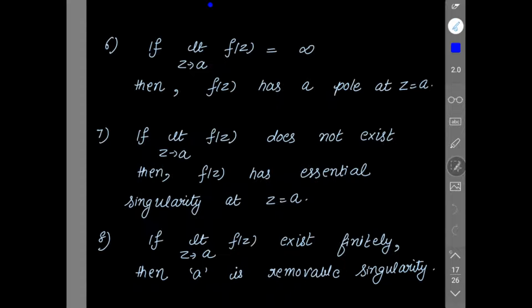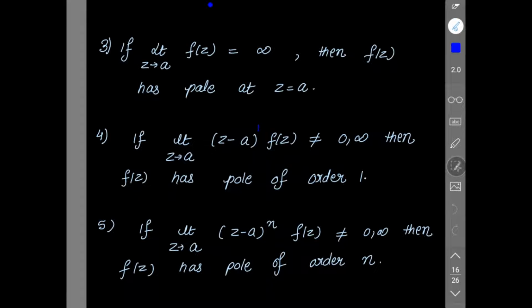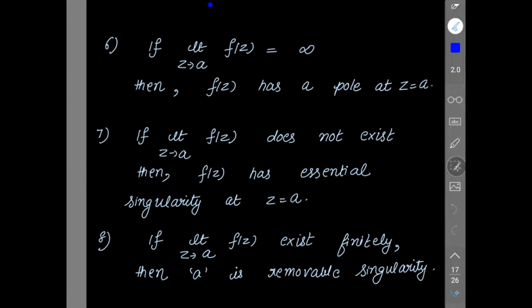But if you want to check the order of the poles, then you have to apply the limit on (z minus a) times f(z). And if this limit is not equal to 0 or infinity, then you have a pole of order 1, and a pole of order 1 is your simple pole. And if here the power is 2, then you have a pole of order 2, right? So now we will start our example.